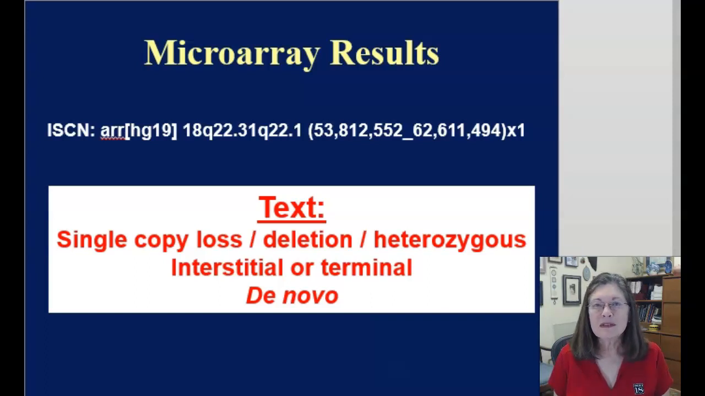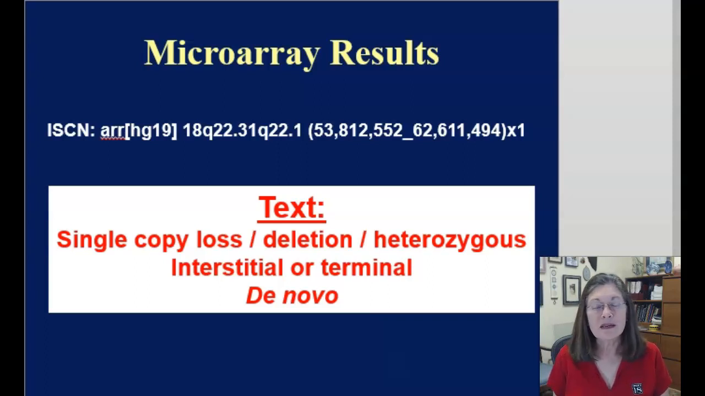You might also see the words interstitial or terminal. A terminal deletion means it's from the end of the chromosome that's missing. So it doesn't mean it's deadly necessarily. It's not describing the outcome. It's just describing the location of a deletion or a duplication on the chromosome, whether it's at the end of the chromosome or is something occurring, like in this example, in the middle of the arm of the chromosome.